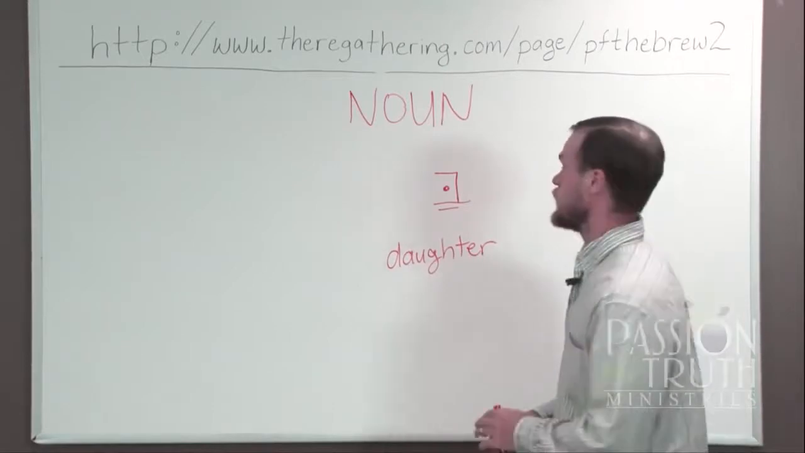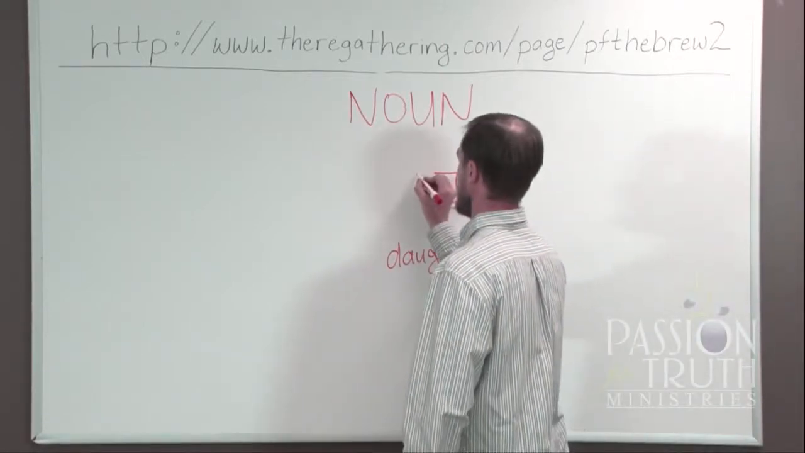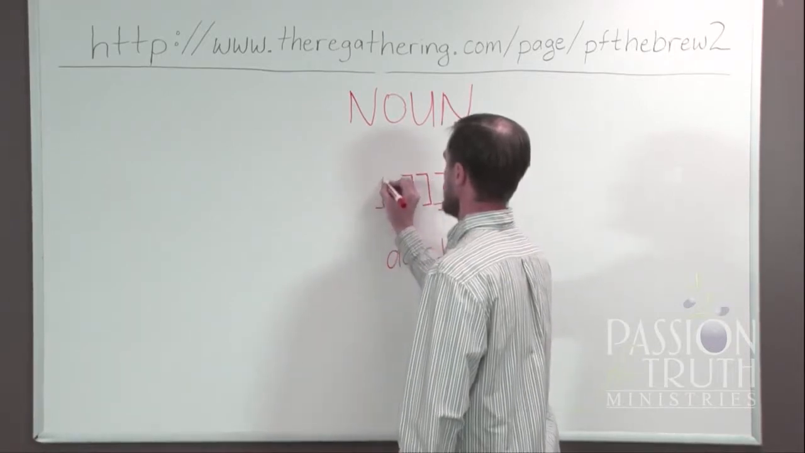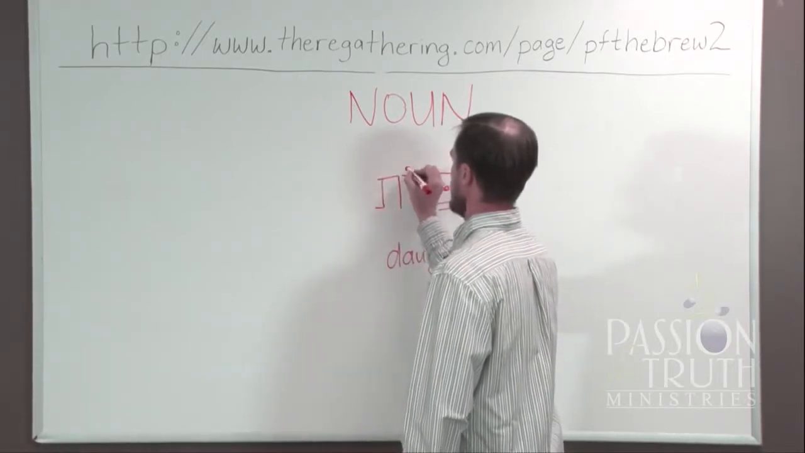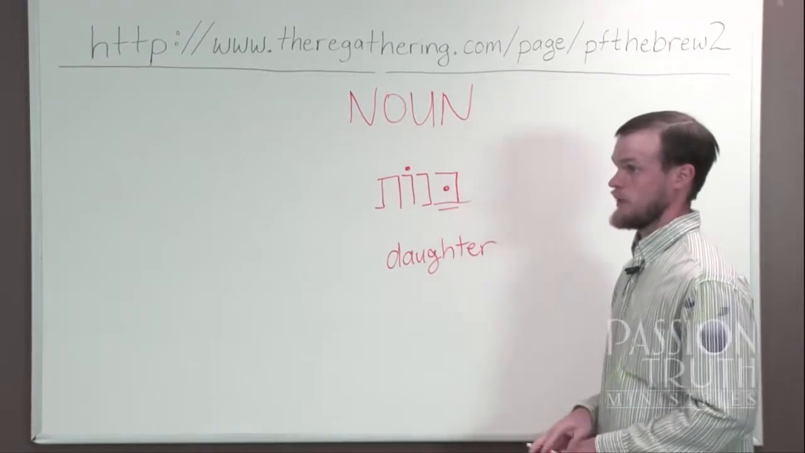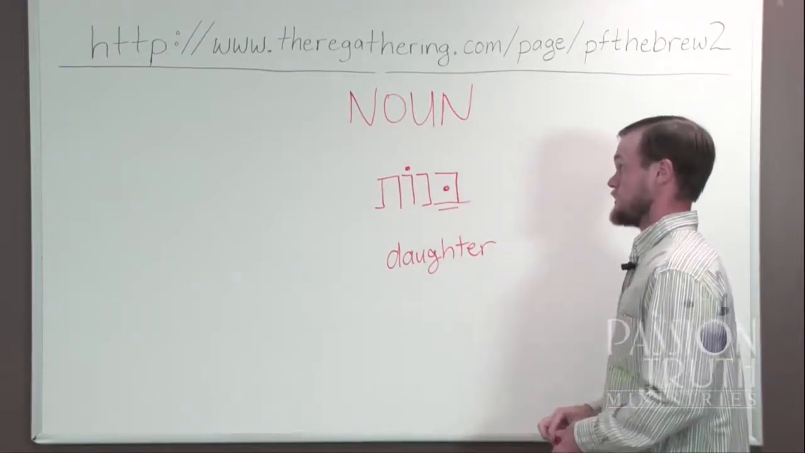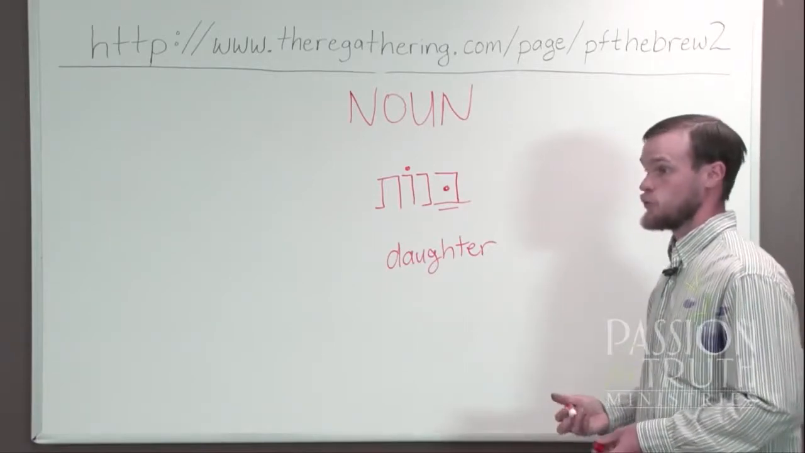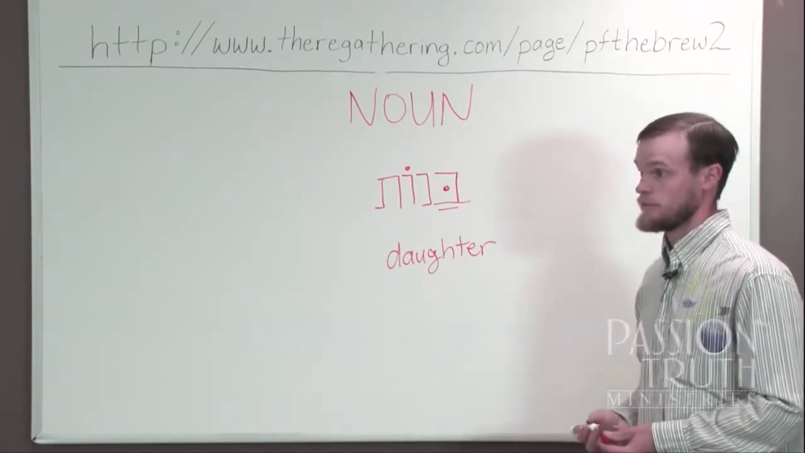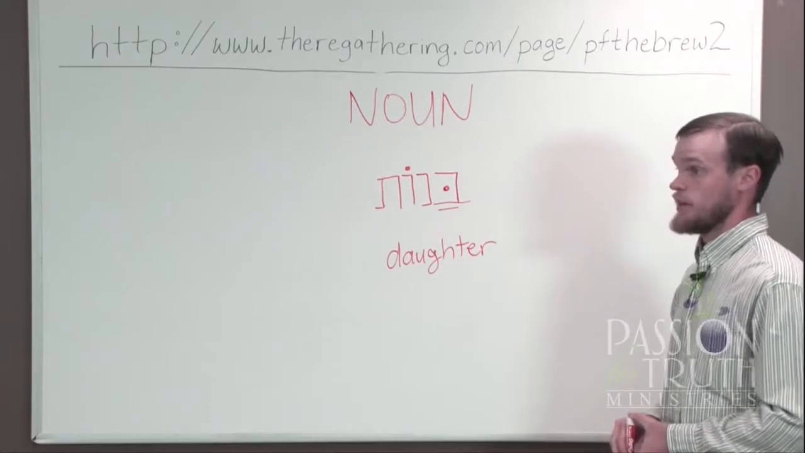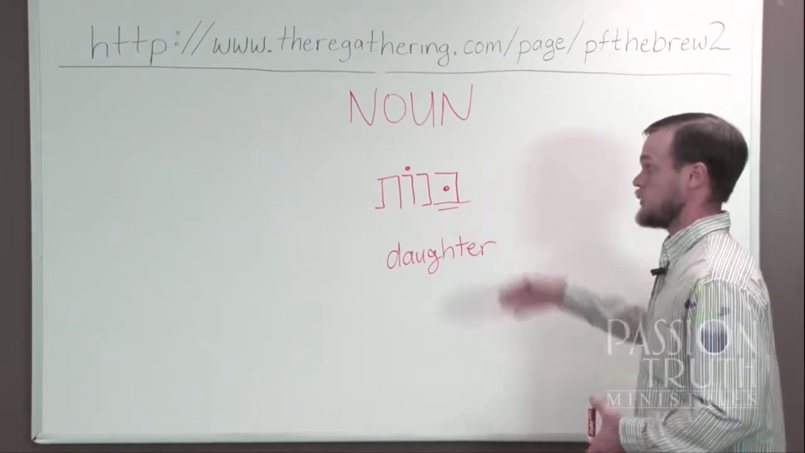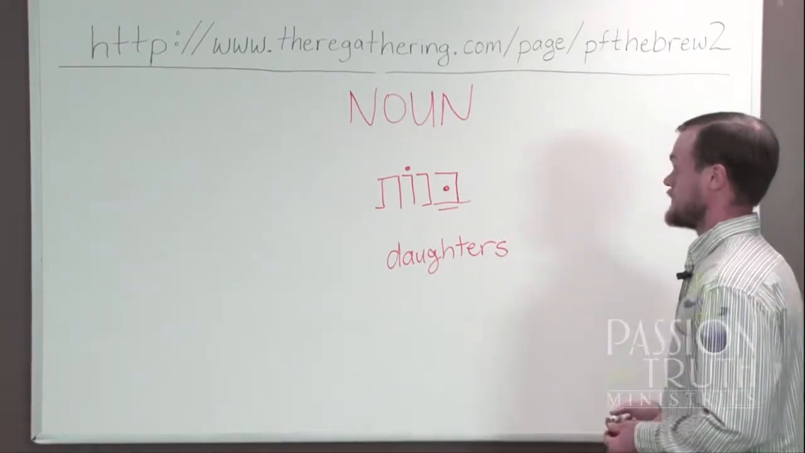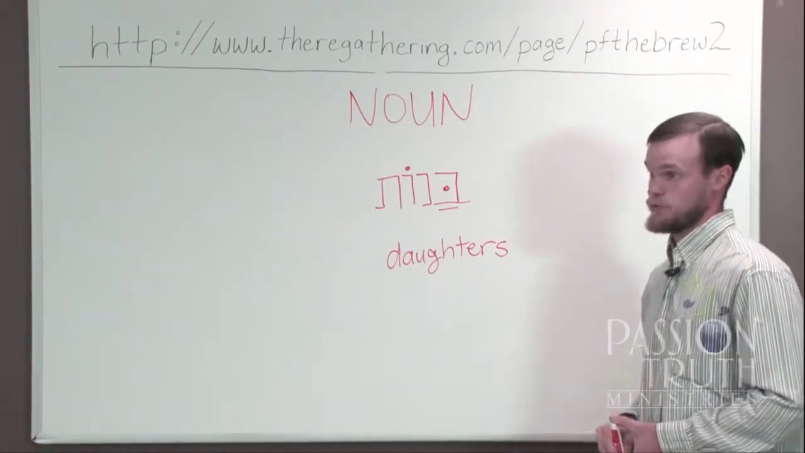which is that when it's made plural, it becomes banot. Okay? That tav disappears and is replaced by a nun. Again, these are irregular forms. They are exceptions. There's no rule that tells you that this is going to happen. It's just something that has to be memorized in relation to the specific word. But bat is daughter, daughters is banot.